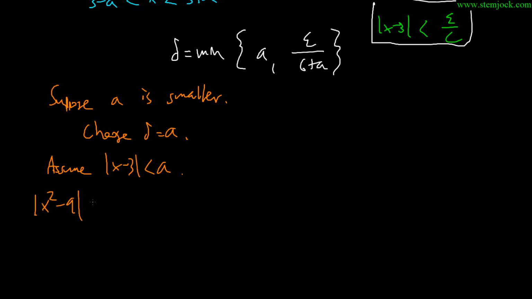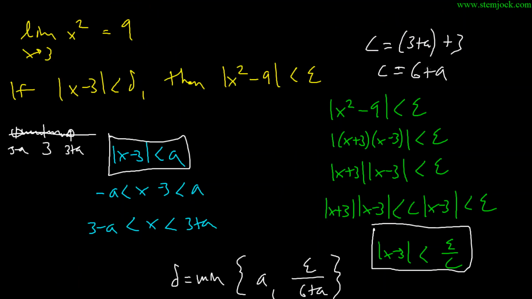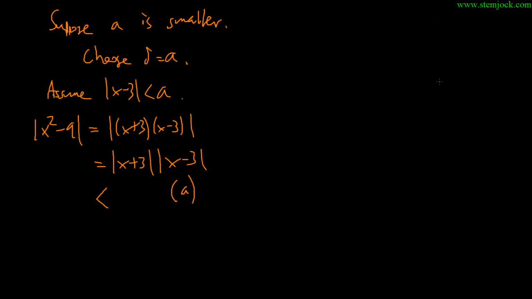I'm going to factor this. So this is x plus 3 times x minus 3. And I'm going to split up the absolute value sign. So this is the absolute value of x plus 3 times the absolute value of x minus 3. And now this is going to be less than the upper bound. The absolute value of x minus 3 is less than A, that's what we assumed. So this part here is times A. And the upper bound of the absolute value of x plus 3, that is going to be C. The highest value that x takes is 3 plus A, and adding it to 3 gives me 6 plus A. So this is going to be less than 6 plus A.